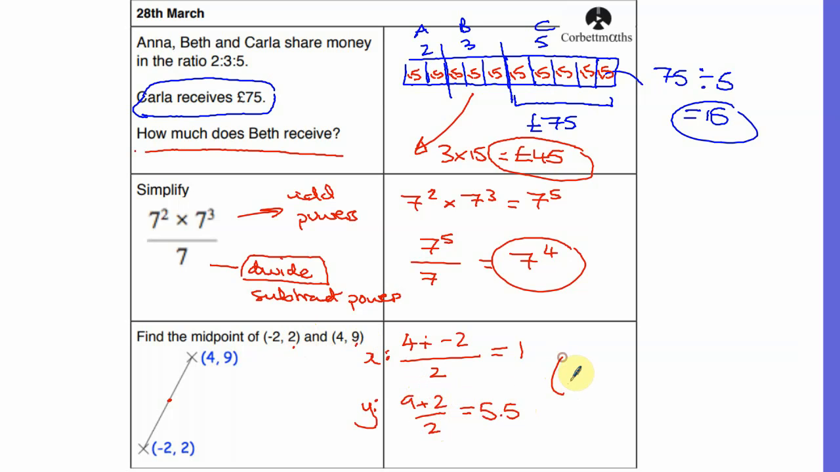So my coordinate would be 1, 5.5, or you can leave that as 11 over 2 if you want to. So you could leave it like that. Either one is fine.